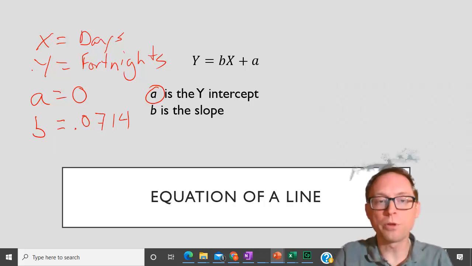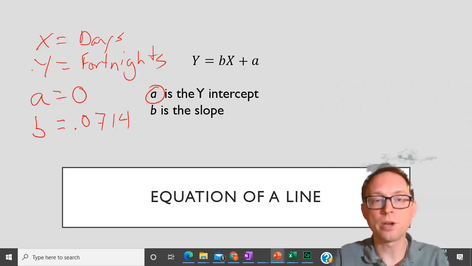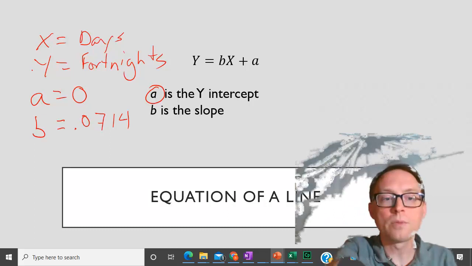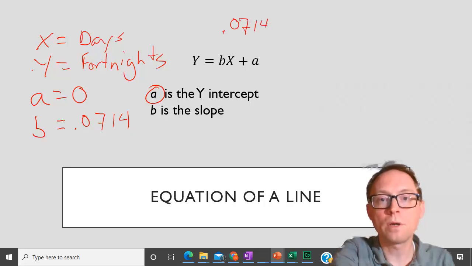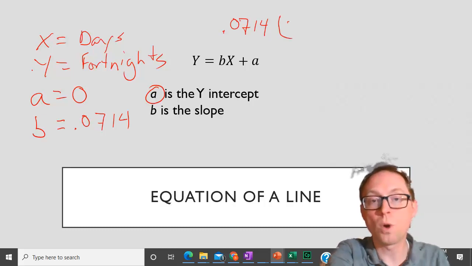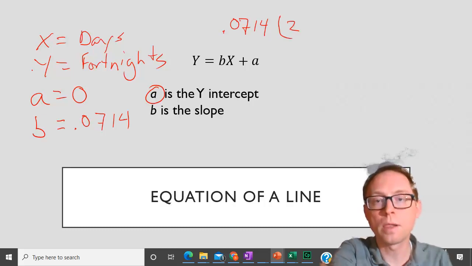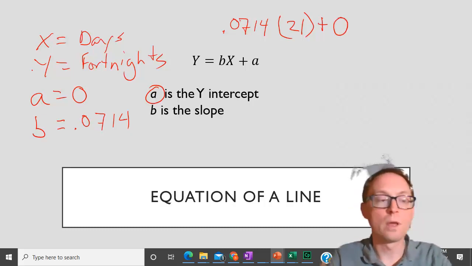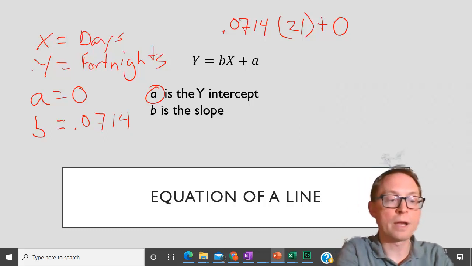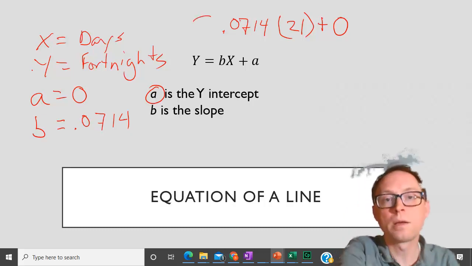So we can put this into the equation and get the same idea. So we're trying to figure out y. So b, remember b is our slope, so it's going to be 0.0714 times x. Now remember, I gave you x. I said, all right, I want 21 days, times 21. So I gave you the value of x that I want, plus a. And a in this case, the y-intercept, that's 0. So all we're looking at is 0.0714 times 21. And if I do that in my calculator, guess what it gives me? 1.5.